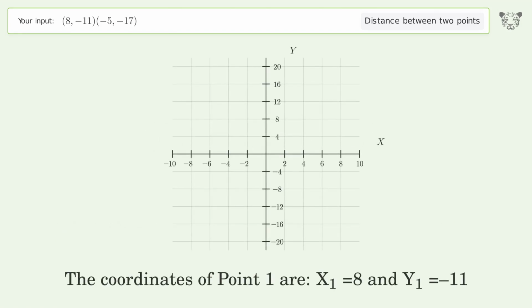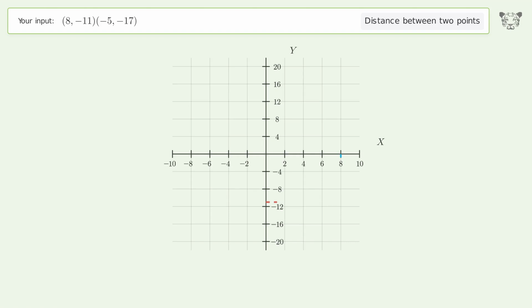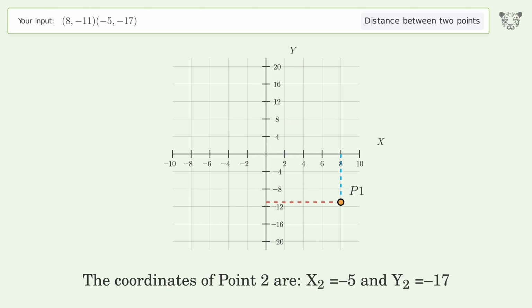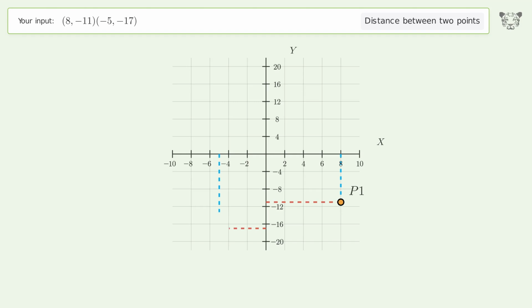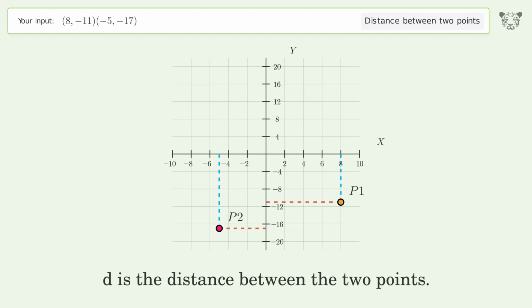The coordinates of point 1 are x1 equals 8 and y1 equals -11. The coordinates of point 2 are x2 equals -5 and y2 equals -17. D is the distance between the 2 points.